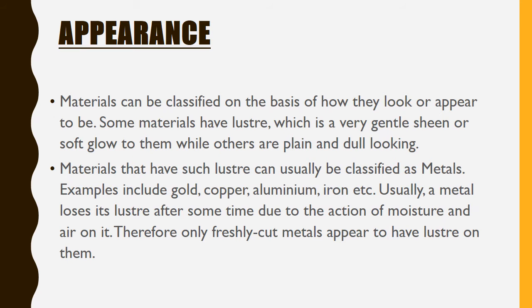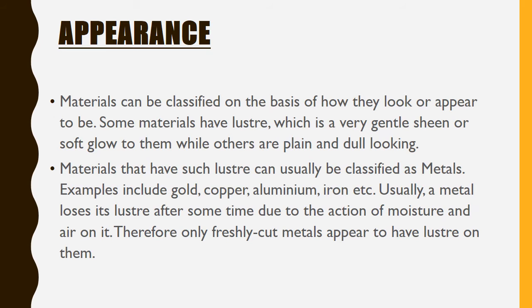When we see properties like appearance, materials usually look different from each other. Wood looks very different from iron, and iron appears different from copper or aluminium. At the same time, there are some similarities. If you see iron and copper metals, we can see some similarities, but not in wood.